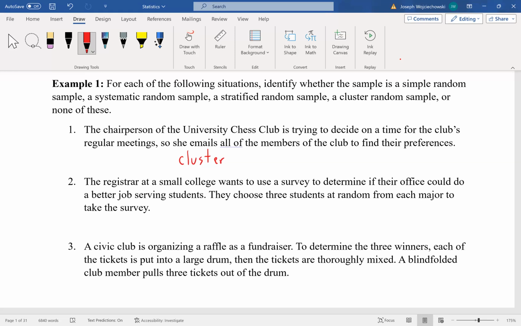The registrar at a small college wants to use a survey to determine if their office could do a better job serving students. They choose 3 students at random from each major to take a survey. It would be stratified, the strata being the different majors.